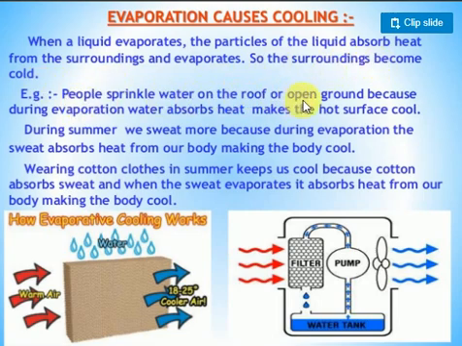People sprinkle water on the roof. Why do they sprinkle water on the roof in summer? Because the water evaporates. Whenever water evaporates, the water molecules take heat and give a cooling effect. Clear? During summer we sweat more, because during evaporation the sweat absorbs heat from the body and makes the body cool. It is the same phenomenon with wearing cotton clothes in summertime. When you wear cotton cloth, it absorbs the sweat. When it evaporates, it causes cooling. That's the reason you use cotton clothes in the summertime.